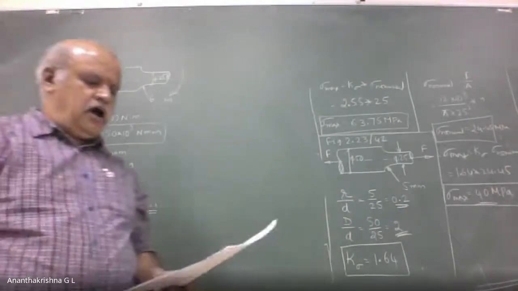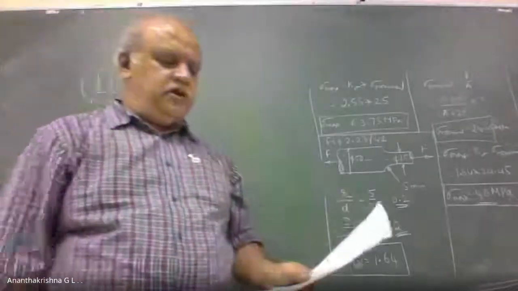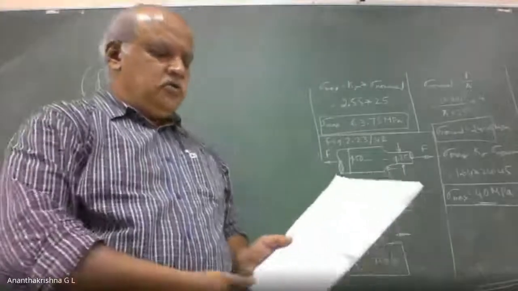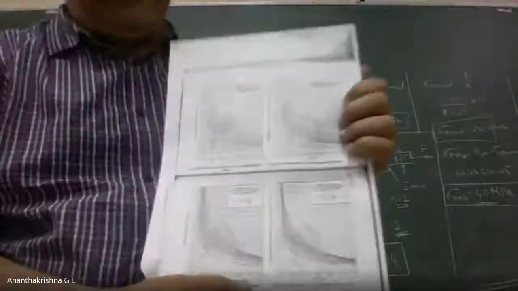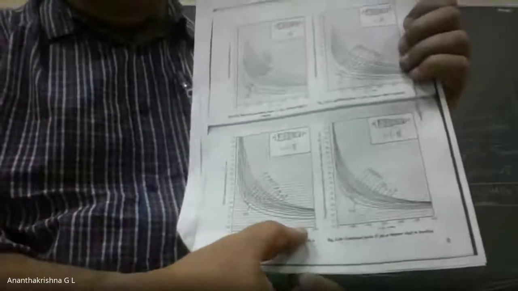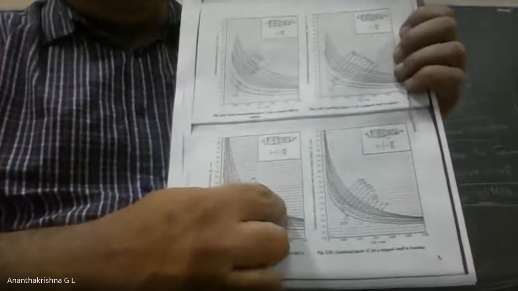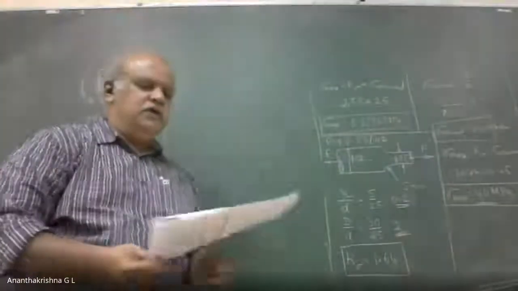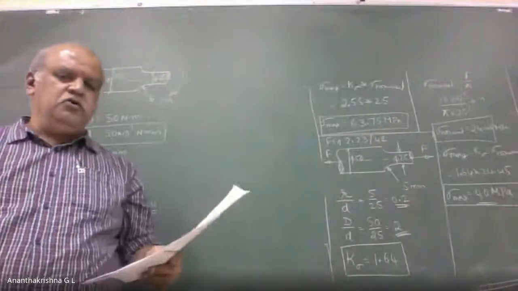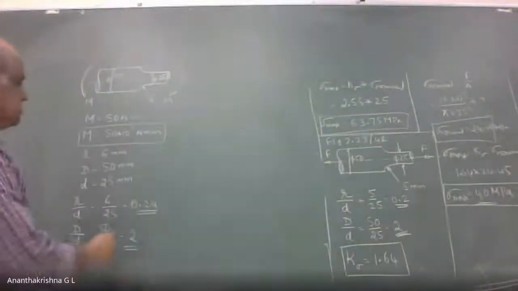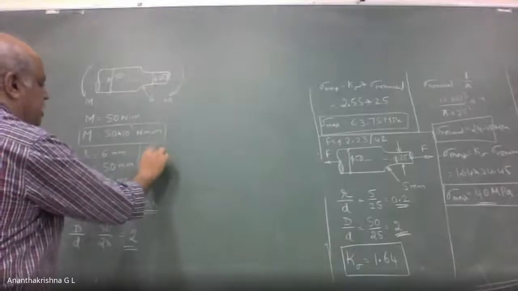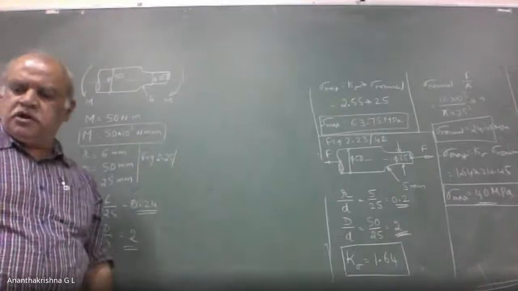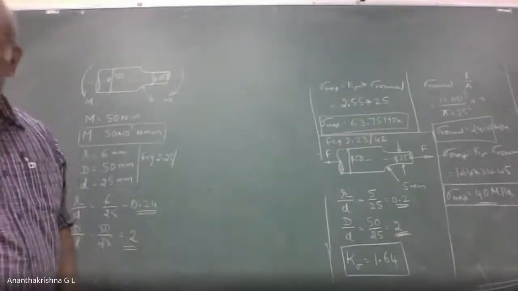Now, someone please give me the value of K sigma. Go to 0.24 on the x-axis, travel upward till you touch the curve of D by d equal to 2, travel to the left and get me the value of K sigma. Refer figure 2.25. So from figure 2.25, page number is 43.